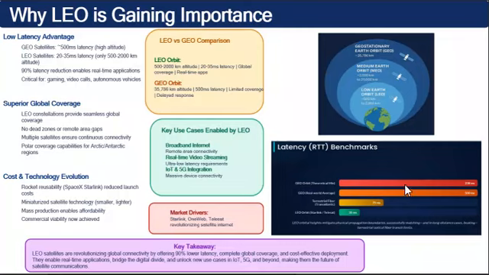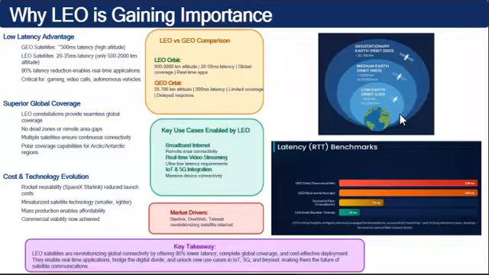So the next concept is low Earth orbits. Why is LEO gaining importance? Low Earth orbit satellites, why are these gaining importance? In this diagram, above the Earth we have low Earth orbit, medium Earth orbit, and geostationary Earth orbits. So these are like onion rings above the Earth.